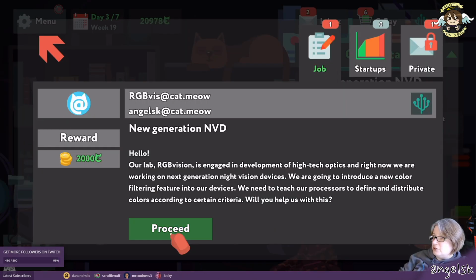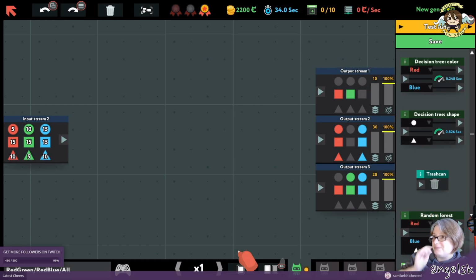New generation NVD. Our lab, RGB Vision, is engaged in development of high-tech optics, and right now we're working on next-gen night vision devices. We can introduce a new color filtering feature into our devices. We need to teach our processors to define and distribute colors according to certain criteria. Would you help us with this? Sure.